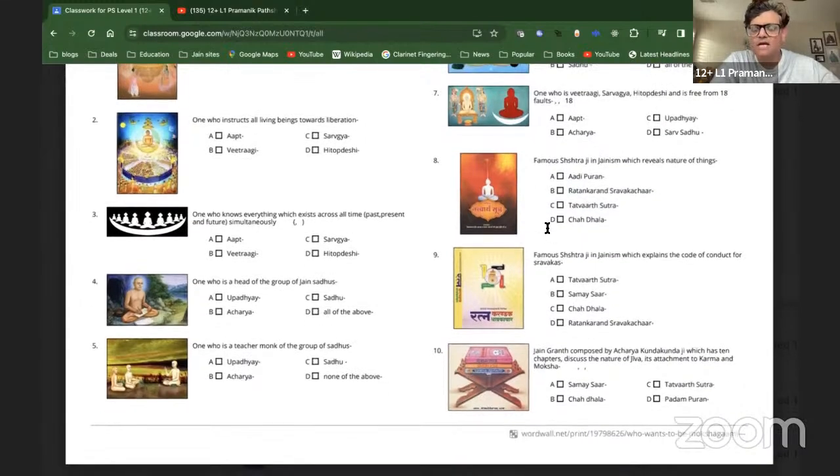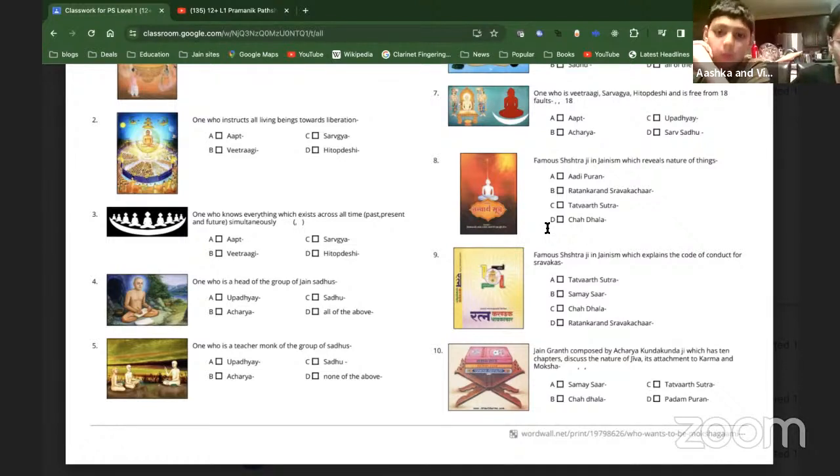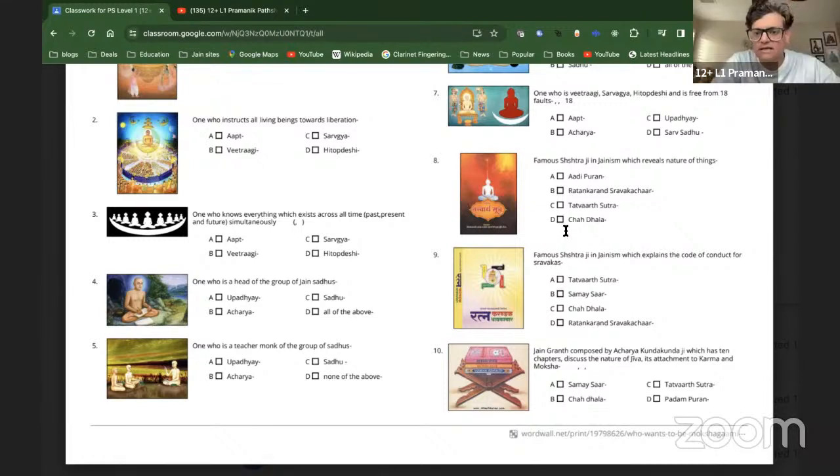Which is that famous Shastra in Jainism which reveals the nature of things? It defines the nature of things. द्रव्यानुयोग का शास्त्र है वो. आंसर है किसी के पास? ओके, द नेम इज तत्वार्थ सूत्र. व्हाट इज द नेम? विवान? तत्वार्थ सूत्र. ओके, है ना? That's the original Shastra that reveals that.